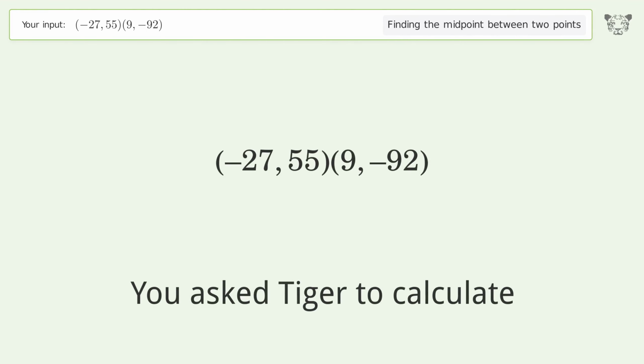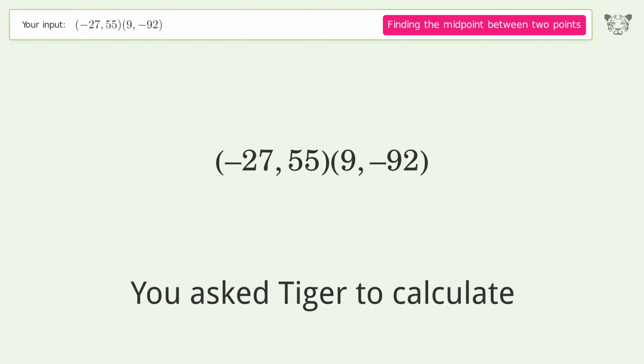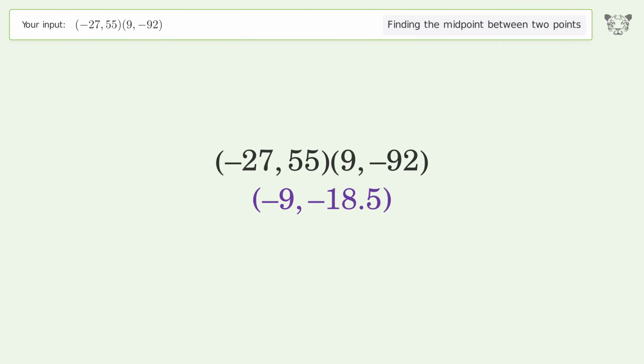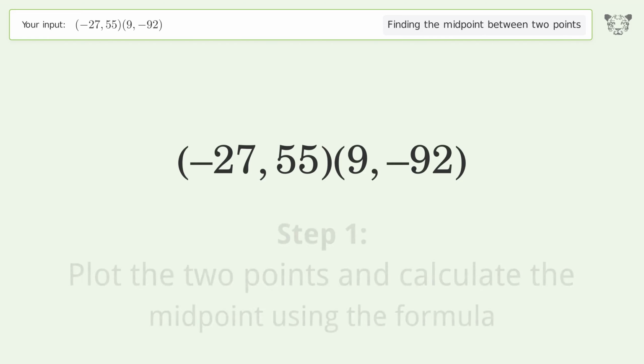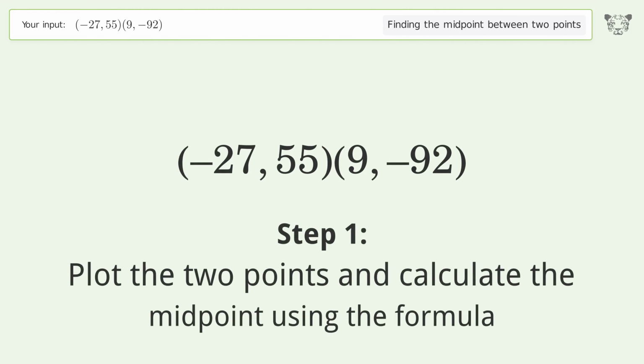You ask Tiger to calculate. This deals with finding the midpoint between 2 points. The midpoint between the 2 points is -9, -18.5. Let's solve it step by step. Plot the 2 points and calculate the midpoint using the formula.